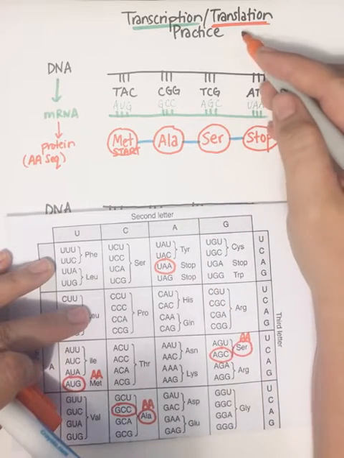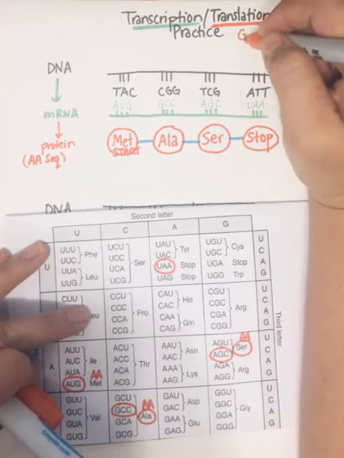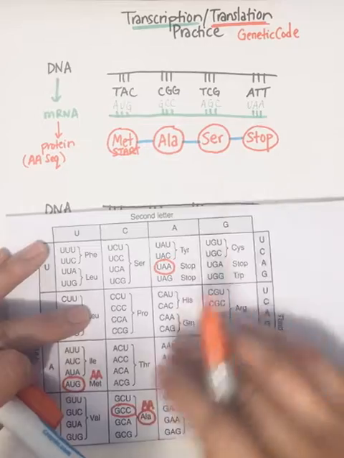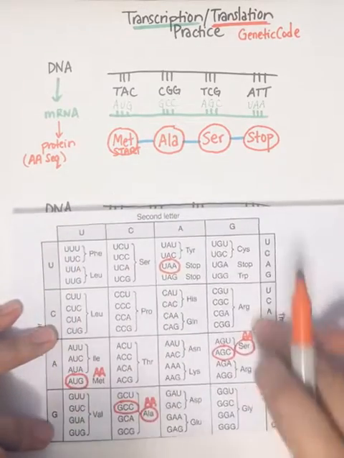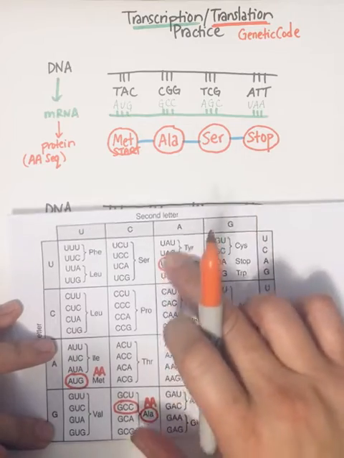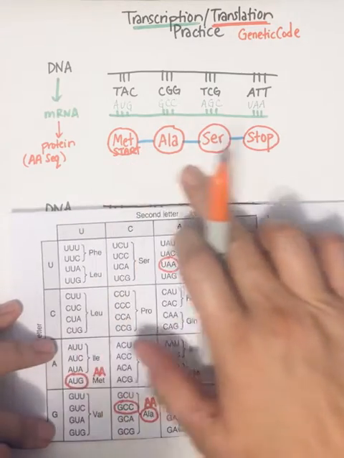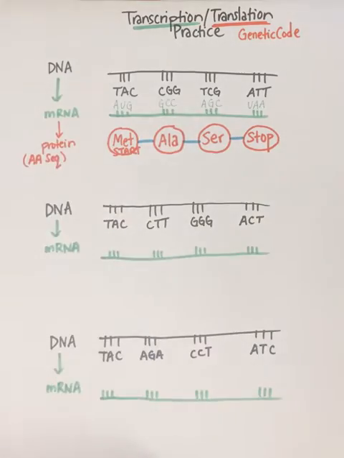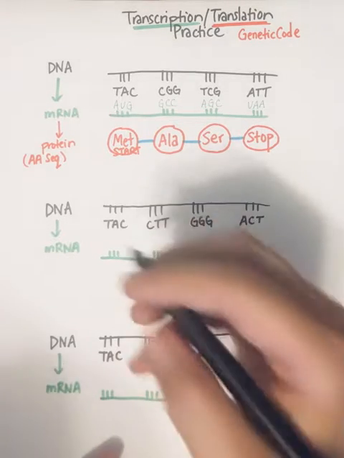So when you're doing translation, you have to use the genetic code. The genetic code is going to be a chart that looks something like this. Some of them that I've seen is circular, and it's got the codons inside, and it tells you the amino acids inside of it. So there are two practices that you can use here. So you can push pause, and you can see if you can figure these out.